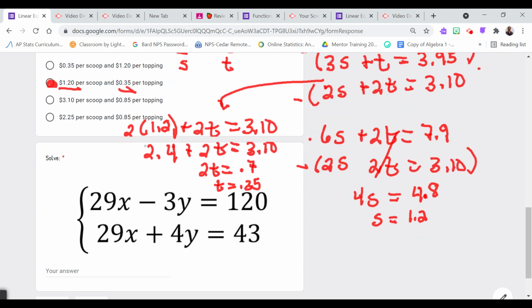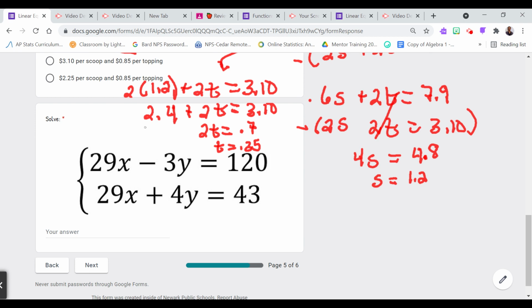So let's go to our final question. I'm not exactly sure. Oh, I see. Here's my little toolbar right here. I'm not sure what happened to it.